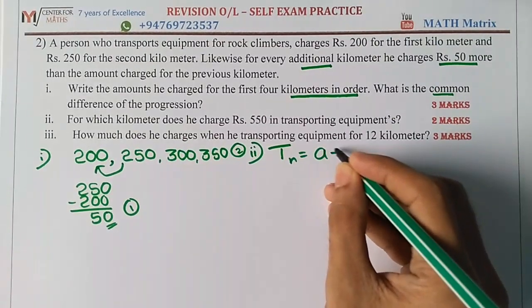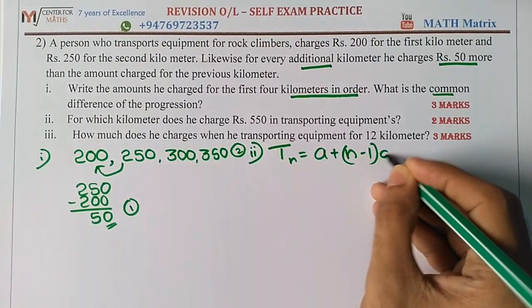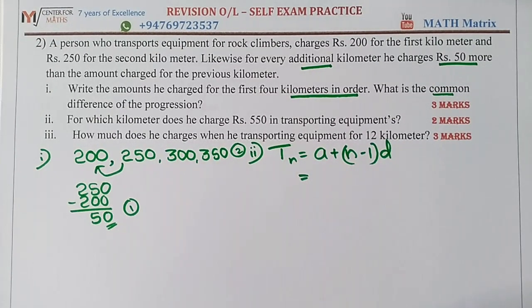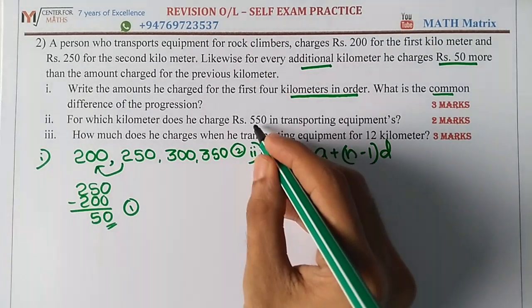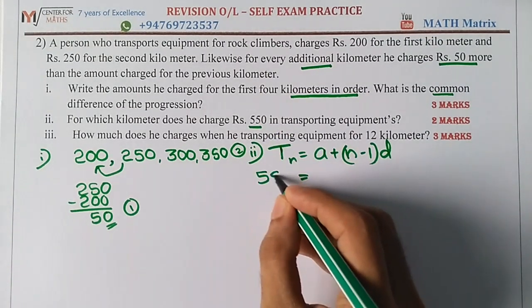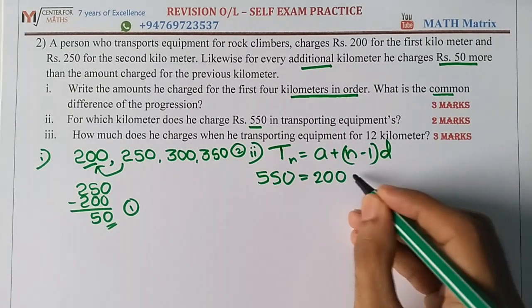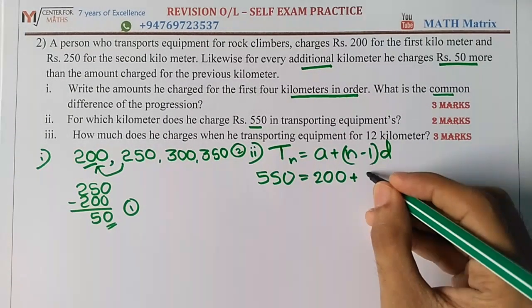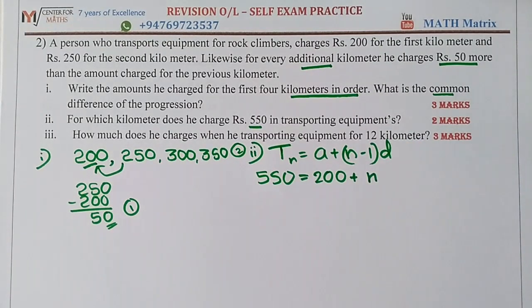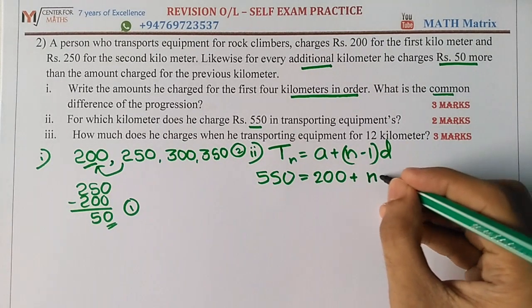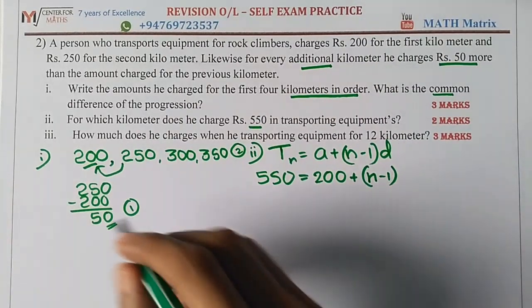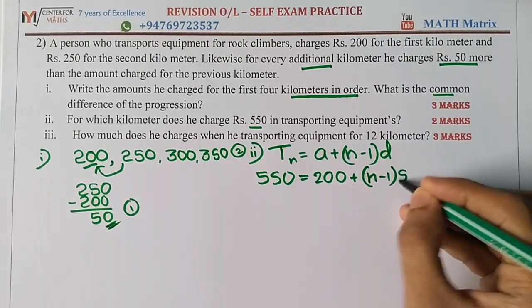Tn equals a plus (n minus 1) d. This time they have given the term value, which is 550. And the initial term, we know that, is 200. And n, we don't know the value of that. Which term is that? That is what they're asking: 550, which term is that? Then n minus 1, and the common difference, we just found that, is 50.